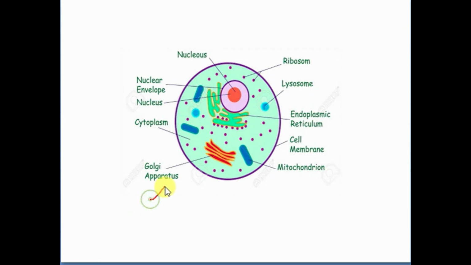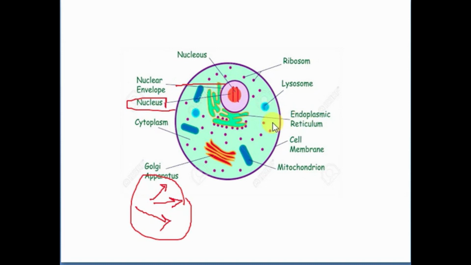So what are the three functions which you should remember? Storage, modification, and packaging of cell products. These three things are performed by Golgi apparatus. Then we will study the nucleus. Inside the nucleus, we have DNA and RNA, so we'll discuss them also. This is the nuclear envelope. We discussed endoplasmic reticulum and mitochondria. Now ribosome and lysosome are left.